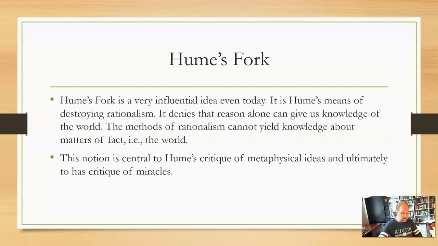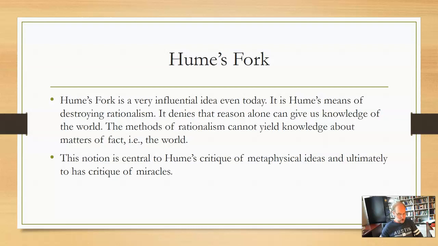Okay, now this slide becomes relevant here. Hume's distinction, which has come to be known as Hume's fork. This is incredibly important for everything to come in Hume. Okay, it was very influential in the 20th century. It is his means of truly destroying rationalism. It directly denies the rationalist assumption that reason alone can give us knowledge of the world. Remember, that's exactly what the rationalists say, that reason can, without the aid of sense experience, yield us some knowledge. This is Hume's way of saying, no, it can't.